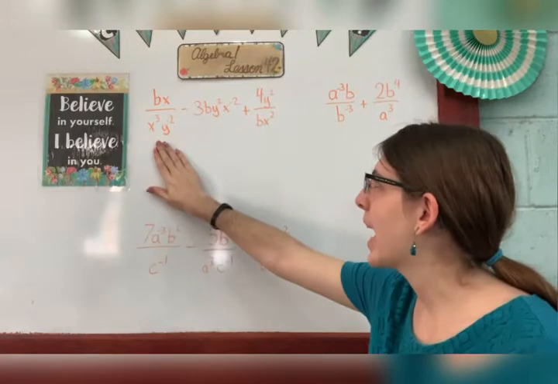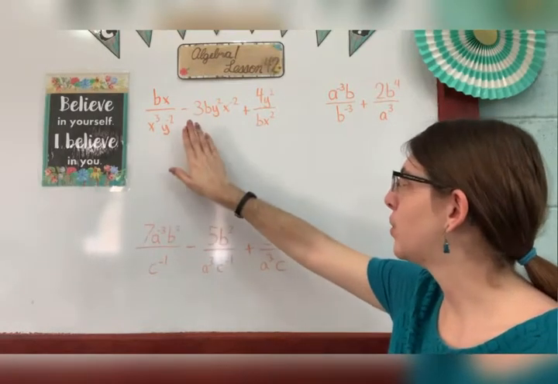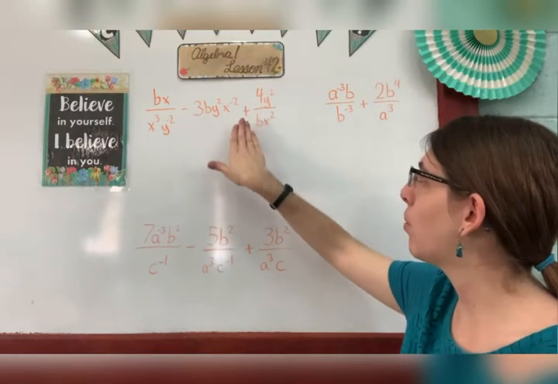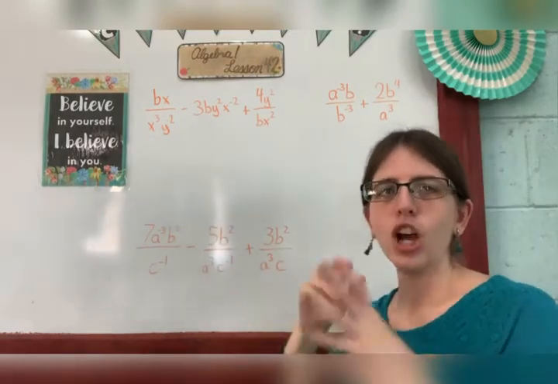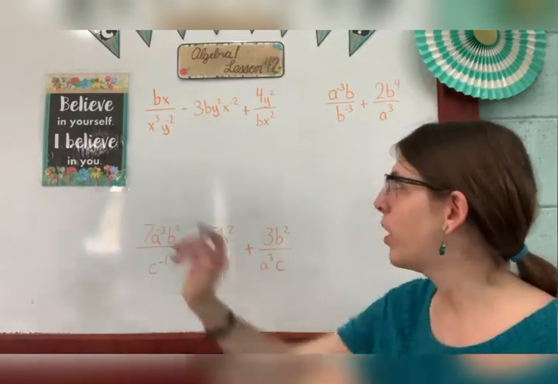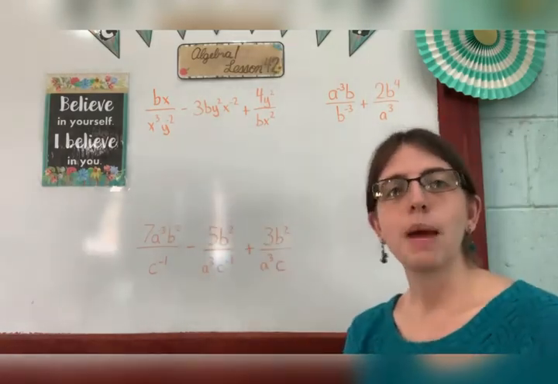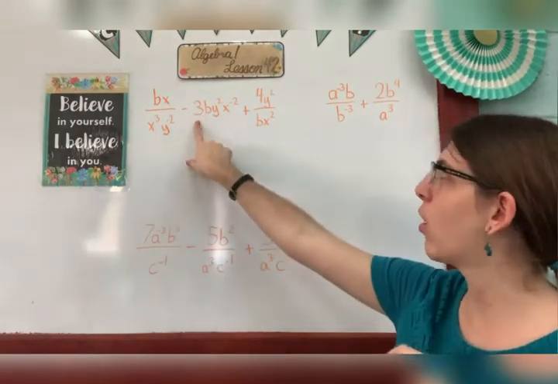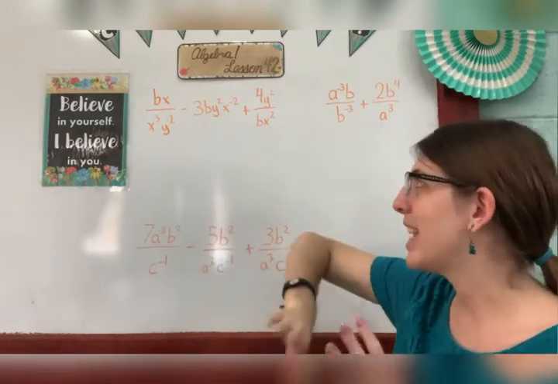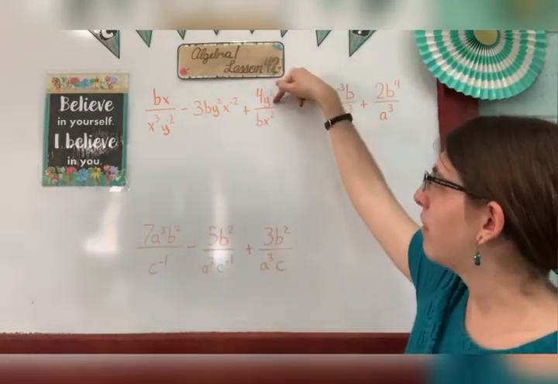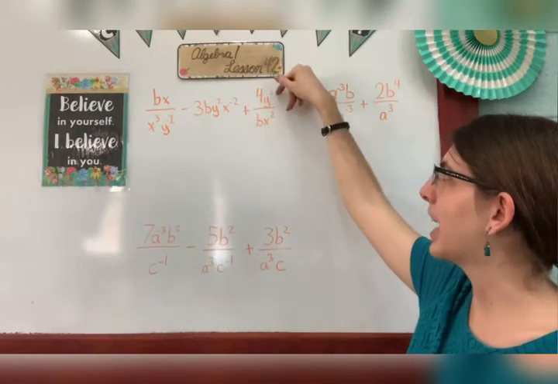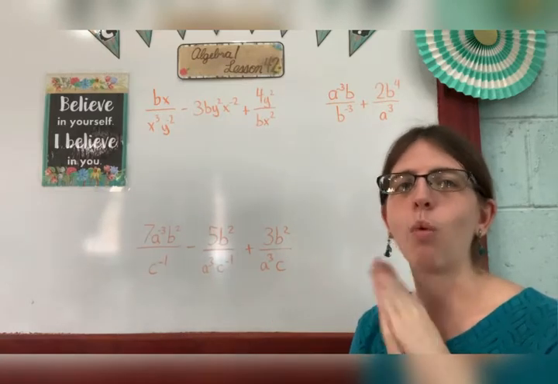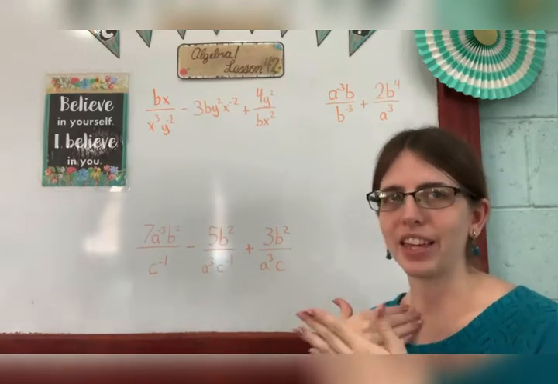First I have bx over x^3 y^-2 minus 3by^2 x^-2 plus 4y^2 over bx^2. Looking at this, it can be hard to see which terms are like terms. Remember, for something to be a like term, it can have different coefficients, so different whole numbers in front, but it has to have the exact same variables, so the exact same letters and exponents with those letters. If it has any different letters or even just one different exponent, then it's not a like term.